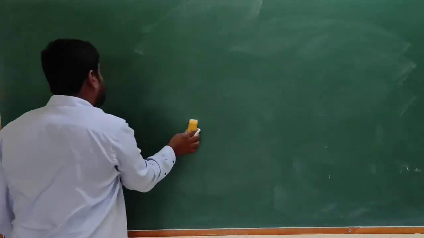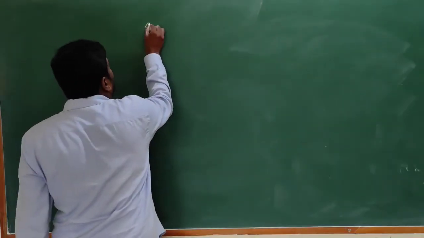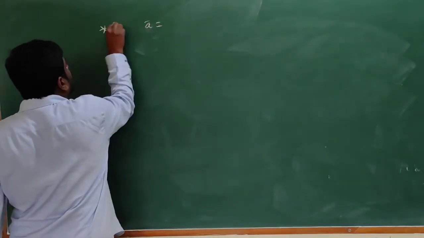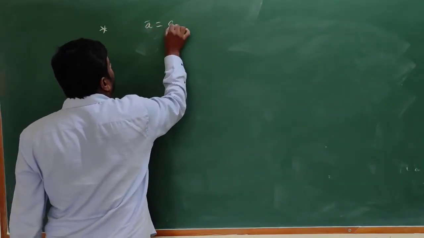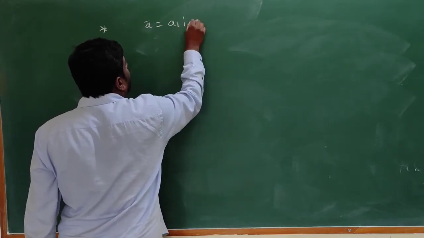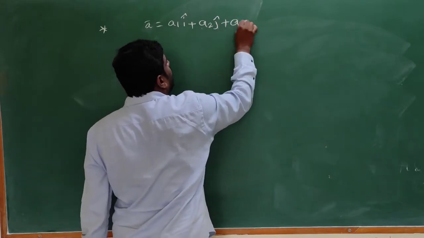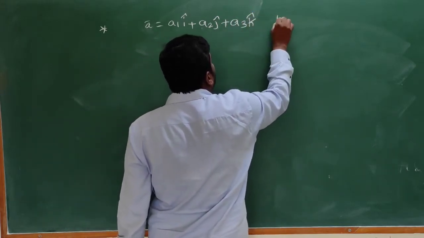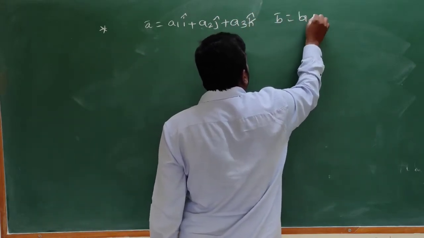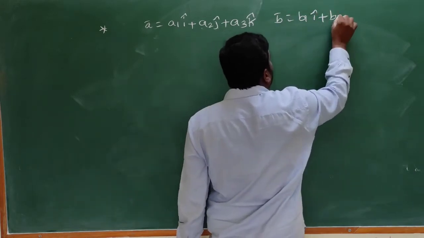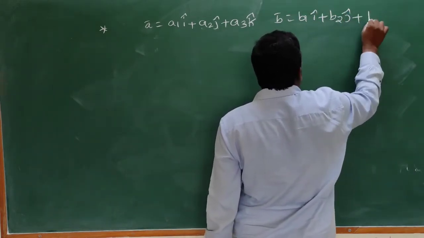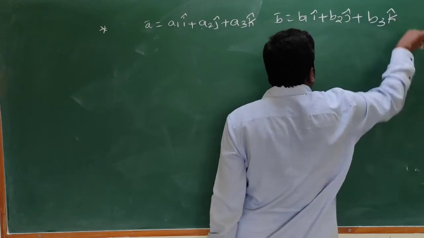Now I discuss some points. Observe that A bar is equal to A1 i cap plus A2 j cap plus A3 k cap. B bar is equal to B1 i cap plus B2 j cap plus B3 k cap.